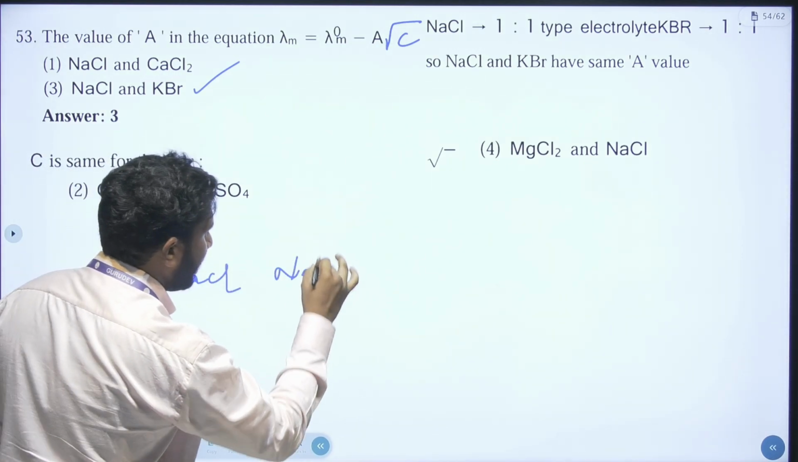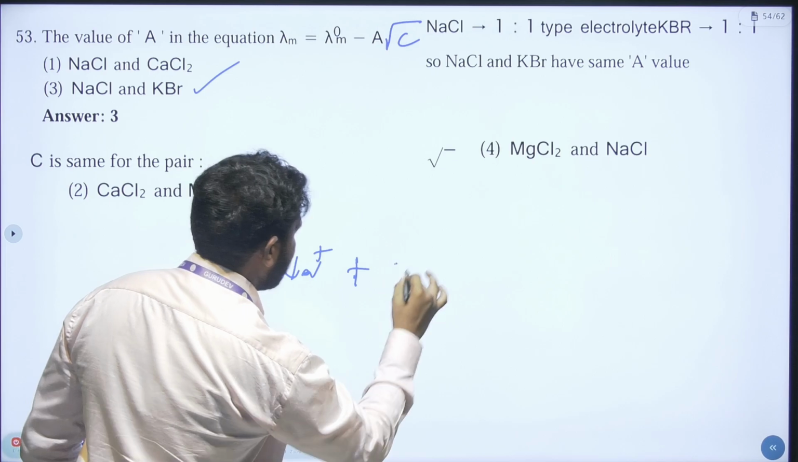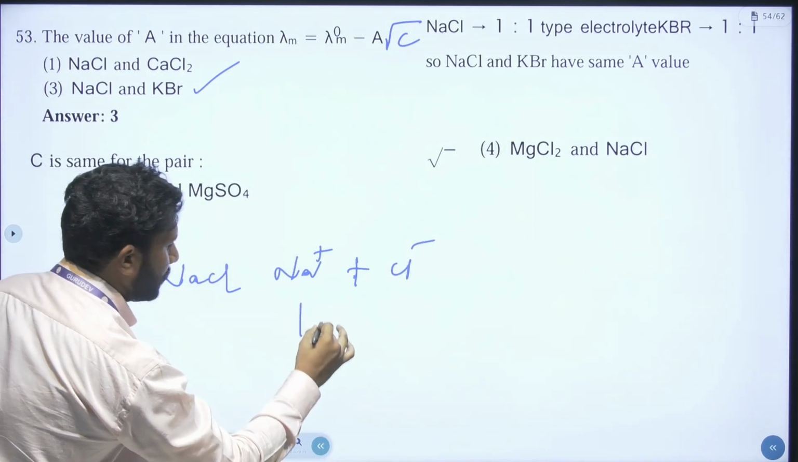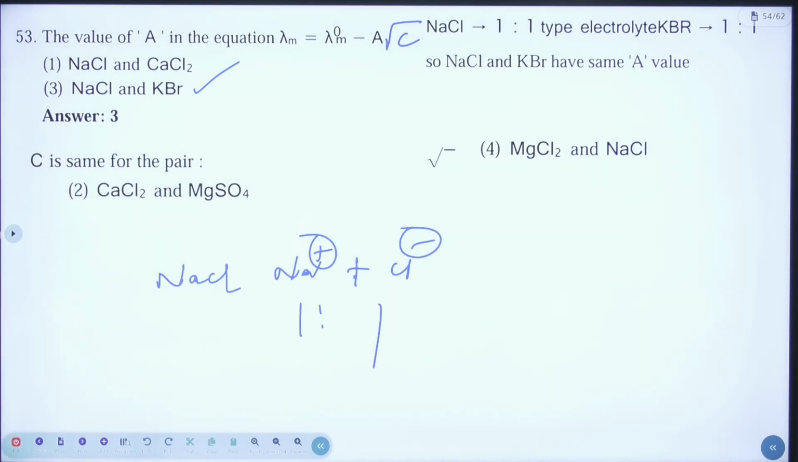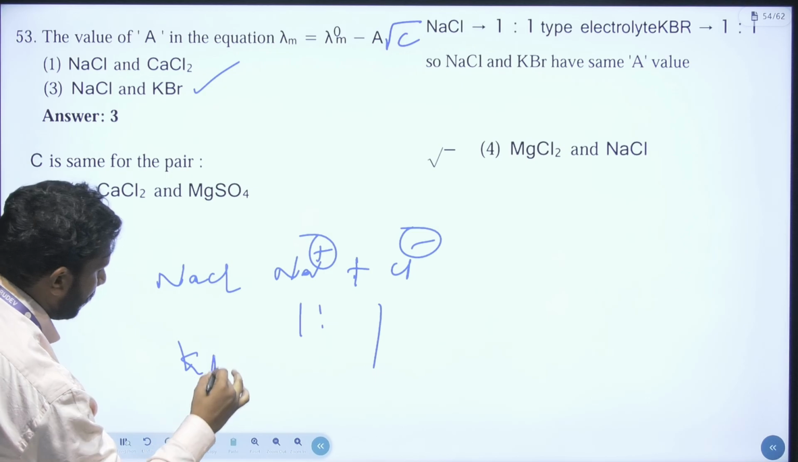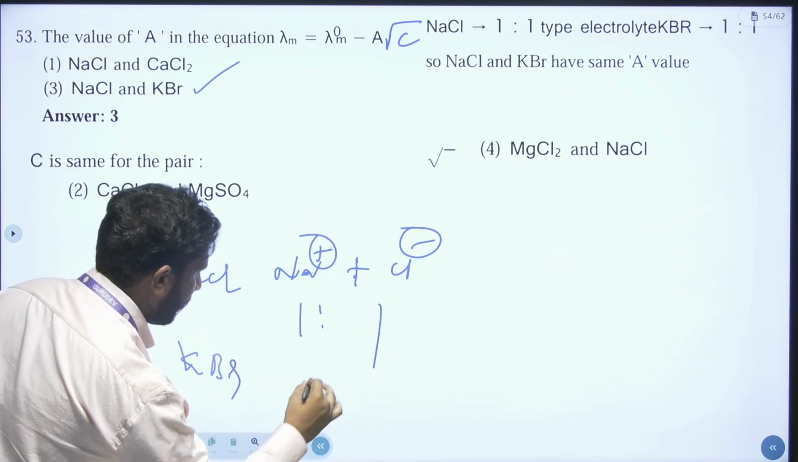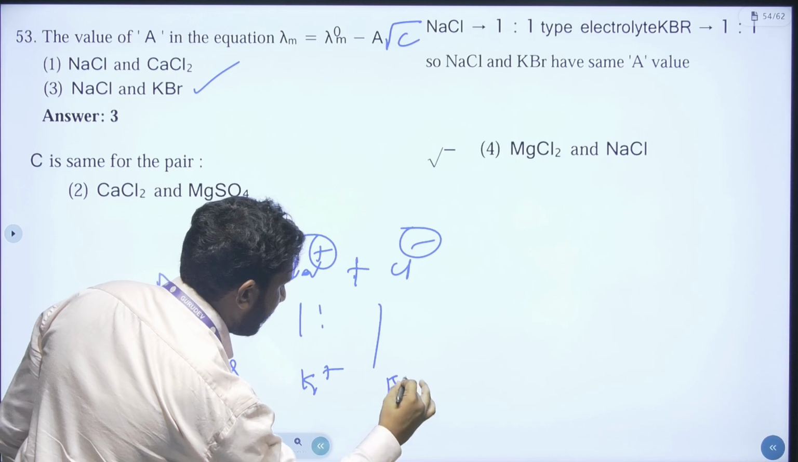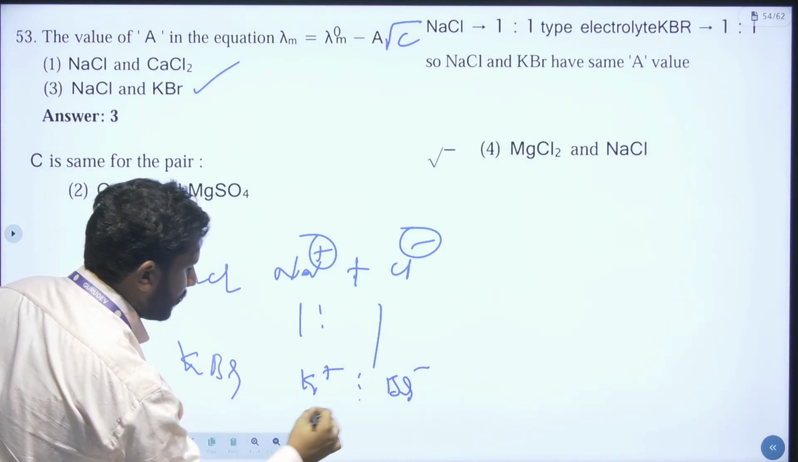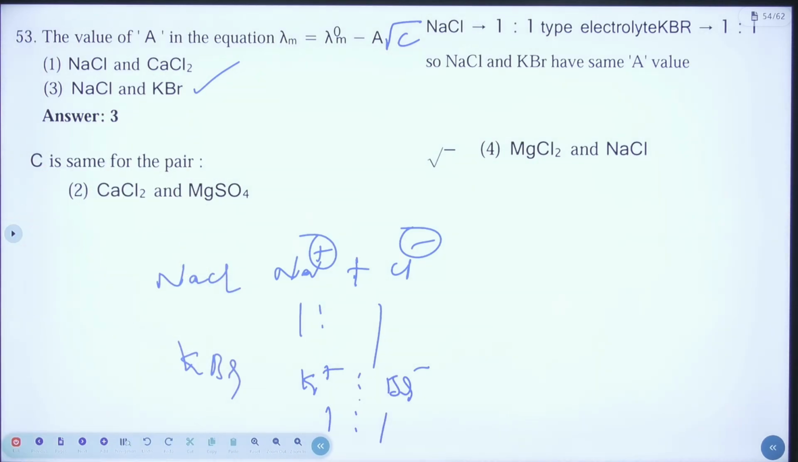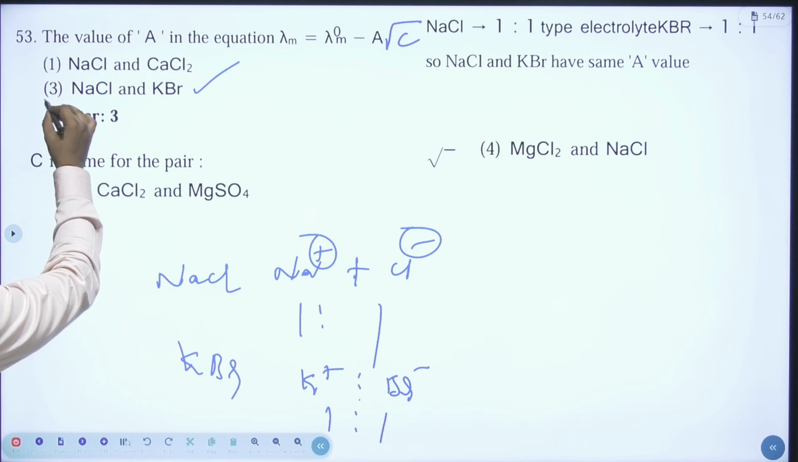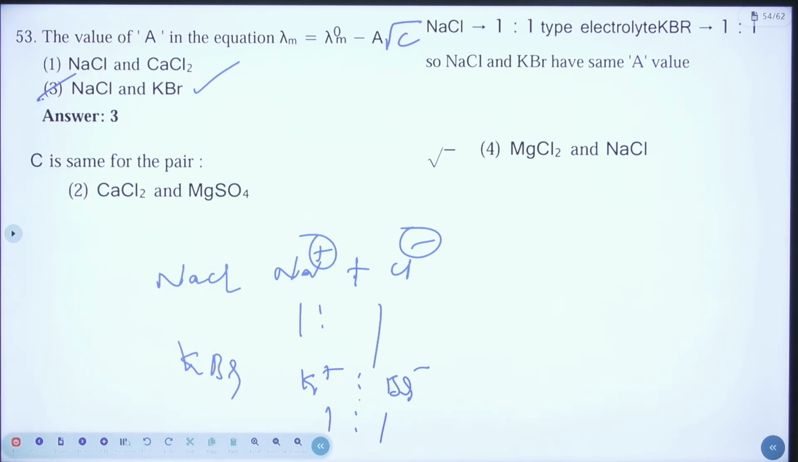Na plus and Cl minus. The ratio is 1:1. The charge of cation and anion is 1:1, and KBr also ionizes in the ratio K plus and Br minus. So the ratio of K plus and Br minus is also 1:1. So that means A stands for the type of electrolyte. So answer 3 is the correct option for this question.